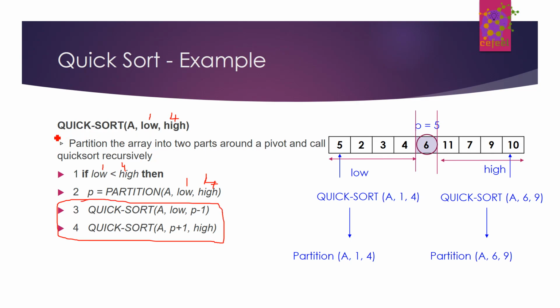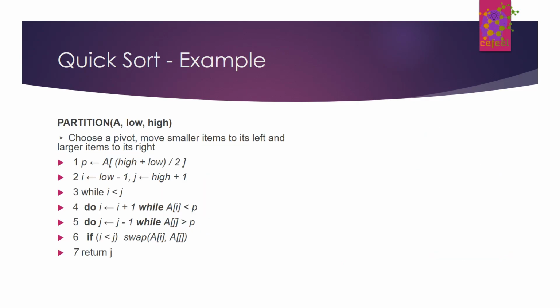Alright, so there was one call, now we have 2 calls to the quicksort. So we have 2 calls to the partition, one with low as 1 and high as 4, the other with low as 6 and high as 9. And the middle element, P, the fifth element, the value 6, is now sorted. Cool. Let's see now what happens with partition A 1 4.